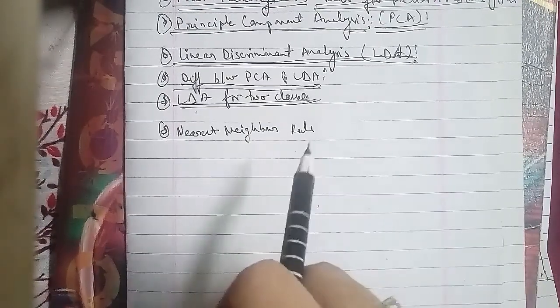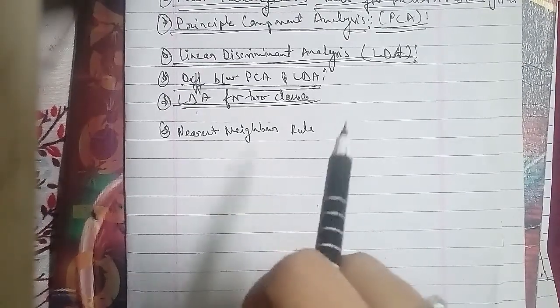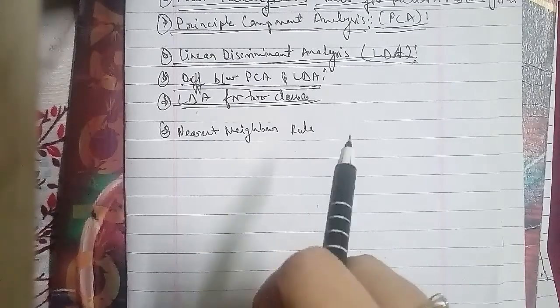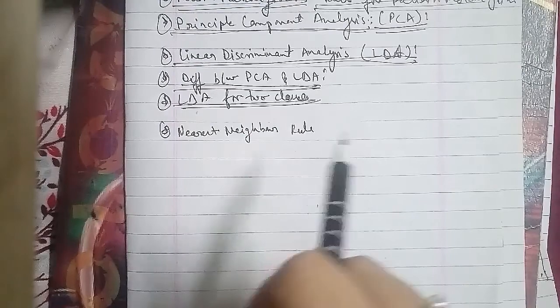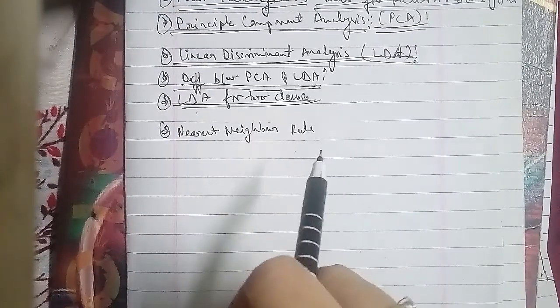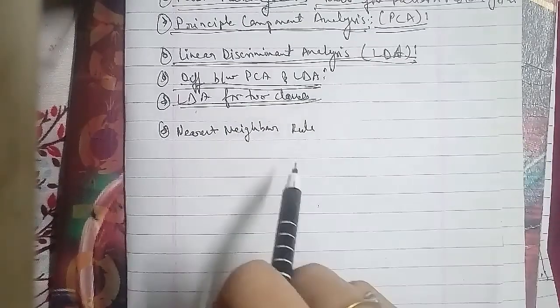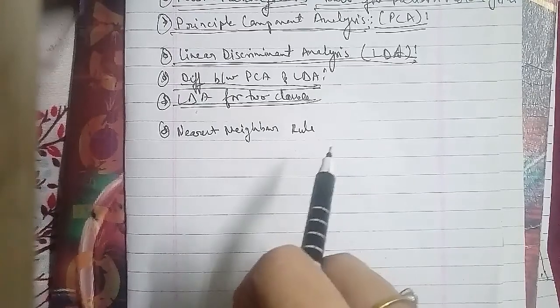in which the object is classified by a majority vote of its neighbors, with the object being assigned to the class most common amongst its k nearest neighbors, and k is a positive integer, typically small. If k equals 1, then the object is simply assigned to the class of the nearest neighbor as well. The nearest neighbor rule in effect computes the decision boundary in an implicit manner as well.